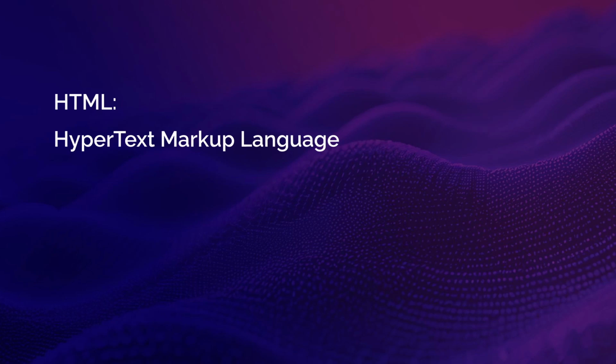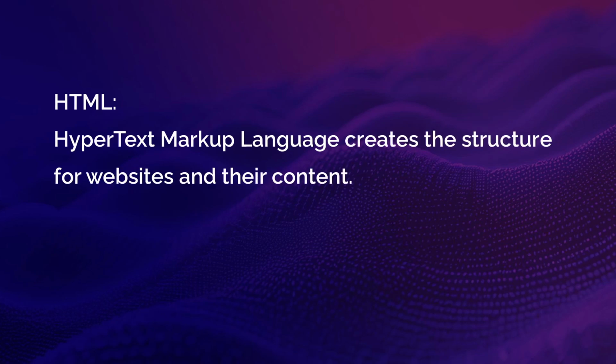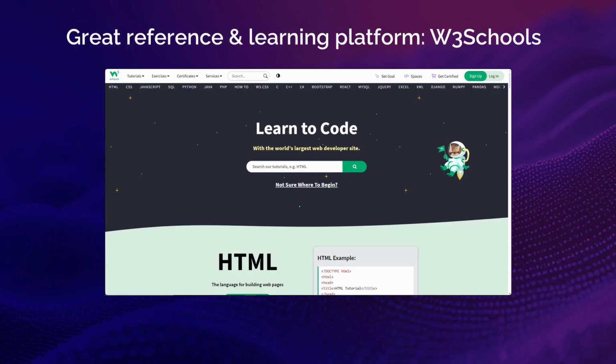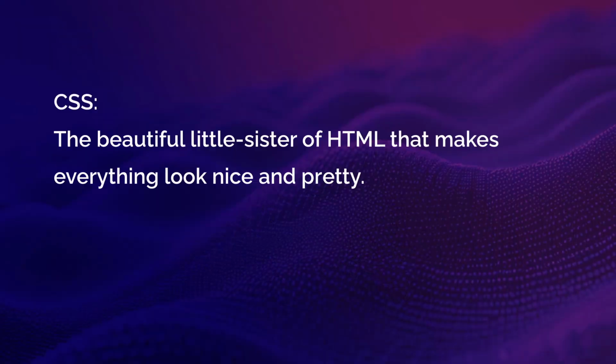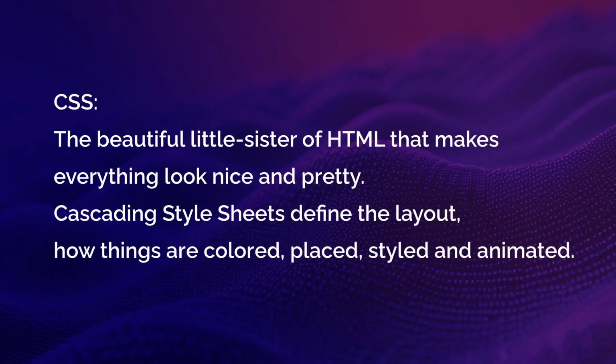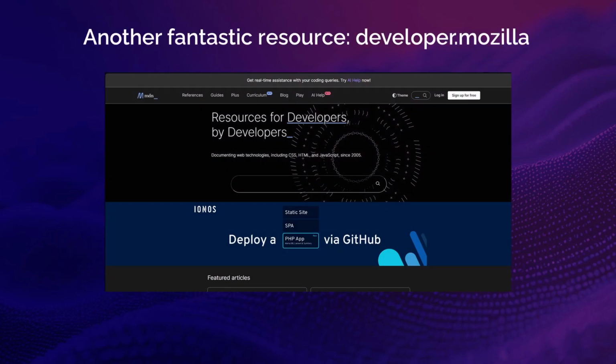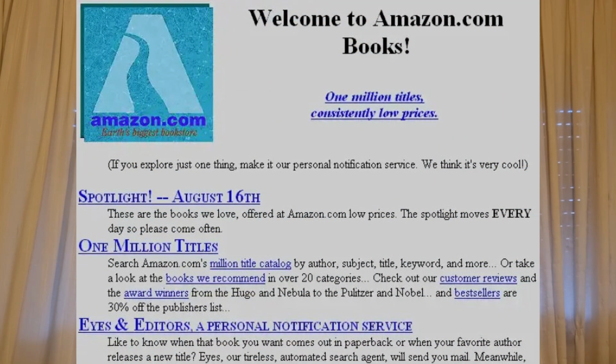HTML is the lingua franca of websites. Hypertext markup language creates the structure for websites and their content. While you don't need to know much to get started, at some point learning the language will become useful and necessary to build customized thingies. CSS is the beautiful little sister of HTML that makes everything look nice and pretty. Cascading style sheets define the layout, how things are colored, placed, styled, and animated. HTML without CSS would look like www in 1996.